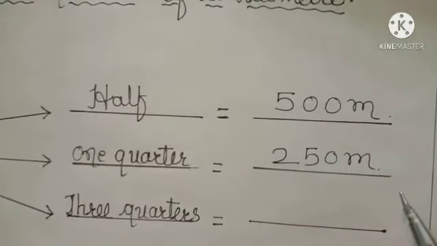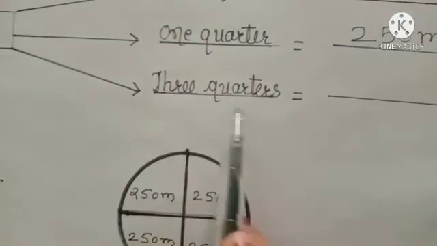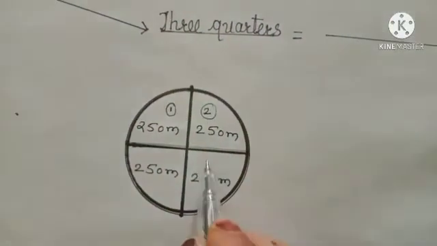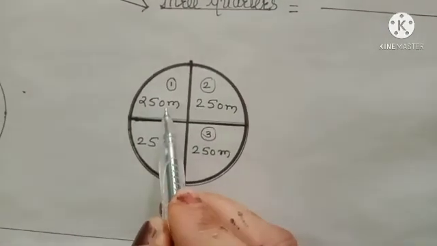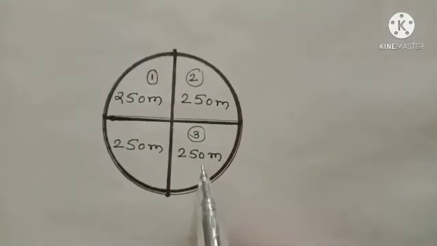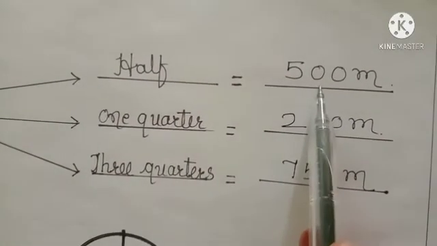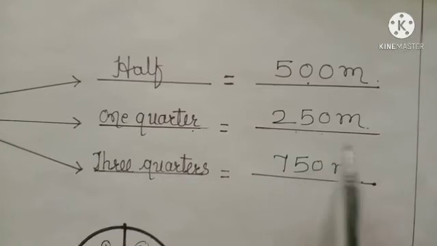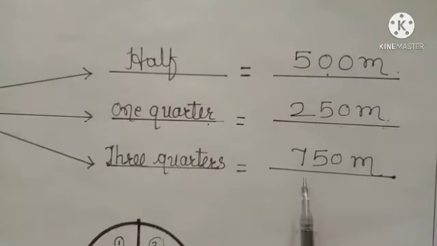Now moving to the next, we have to distribute this 1000 meter into 3/4. You will see here, this is 1/4, this is 2/4 and this is 3/4. If we add these three, 250 meter plus 250 meter plus 250 meter, it will make 750 meters. So half of 1 kilometer is equal to 500 meter, 1/4 of 1 kilometer is equal to 250 meters and 3/4 of a kilometer is equal to 750 meters.